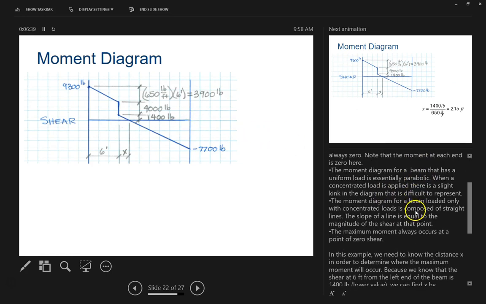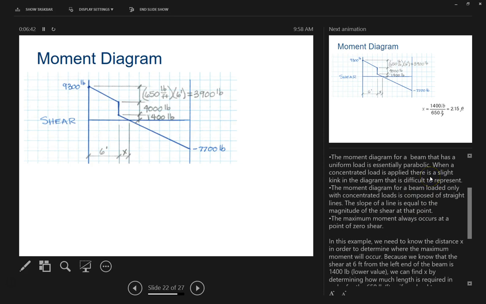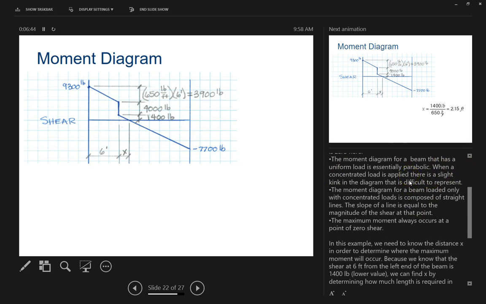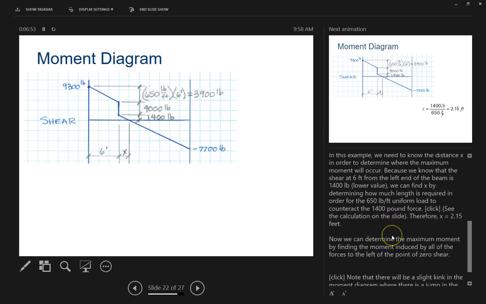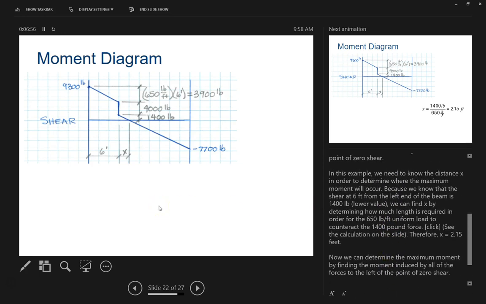Okay. The moment diagram for a beam that has a uniform load is essentially parabolic. When a concentrated load is applied, hold on, lost my place there. When a concentrated load is composed of a straight line, the slope of the line is equal to the magnitude. And so what we're going to do is we need to know the distance of X in order to determine where the maximum moment will occur. Basically the point where the bending forces are the greatest. Because we know that the shear at 6 feet from the left end of the beam is 1,400 pounds, which is this lower remaining weight here.